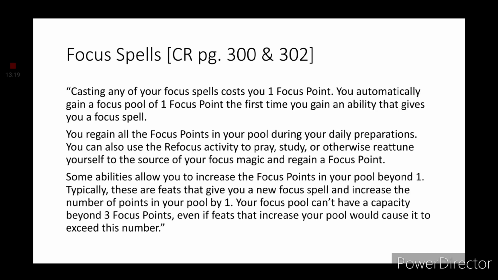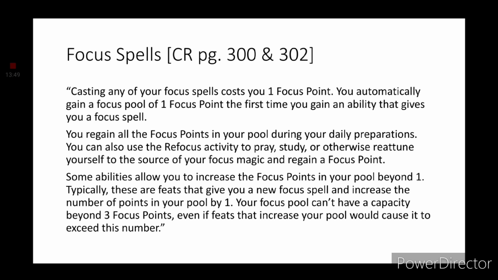Casting any of your focus spells costs 1 focus point. You automatically gain a focus pool of 1 focus point the first time you gain an ability that gives you a focus spell. You regain all focus points in your pool during your daily preparations. You can also use the refocus activity to pray, study, or otherwise reattune yourself to the source of your focus magic and regain a focus point.